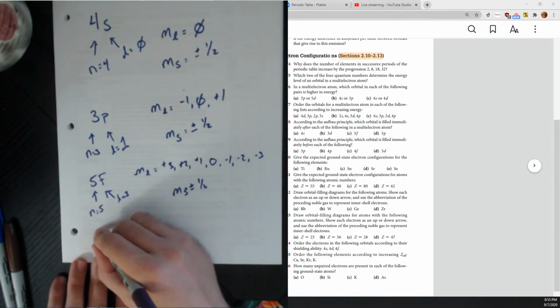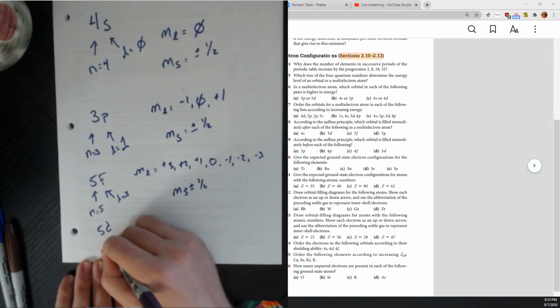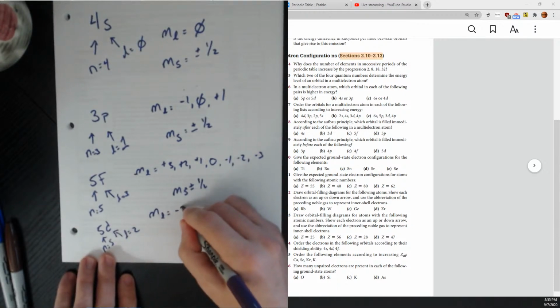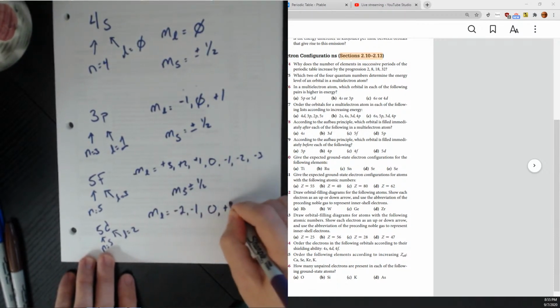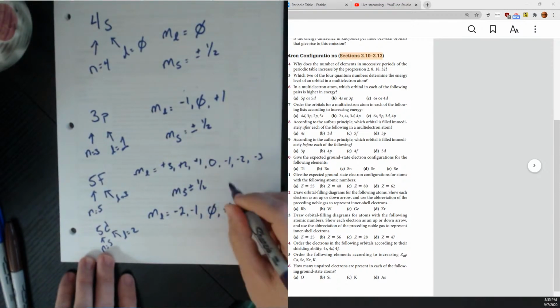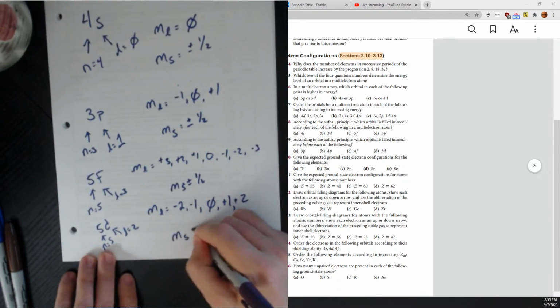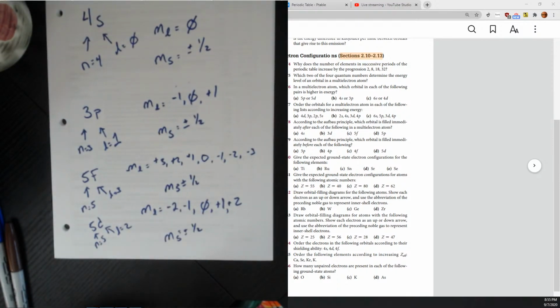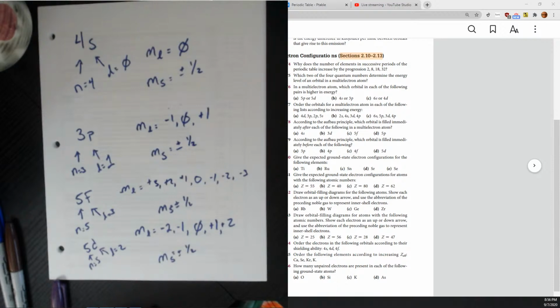Finally, 5d, n equals 5, L equals 2. So m sub L can be -2, -1, 0, +1, or +2. And m sub S is still just plus or minus 1/2. All right, and that is 64. They will definitely, absolutely ask you something about this, just to make sure that you actually do have the numbers in your head in some way, shape, or form.